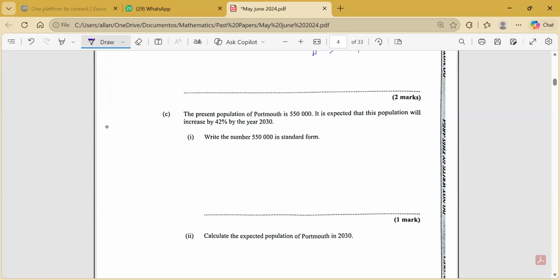And standard form means you're writing A multiplied by 10 to the n. Now, A is a number between 1 and 10. And n is an integer. An integer is a positive or negative number. N is an integer. A is a number between 1 and 10.